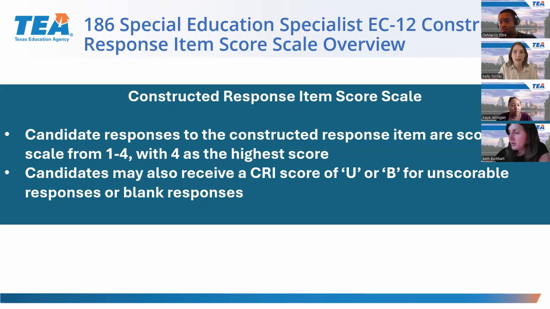In just a minute, we'll take a look at that scoring rubric and talk more about that. But again, candidates are not evaluated on the quality of their writing. They're assessed on those performance characteristics that are on the rubric and the qualities of their response. So in terms of scores, candidates are assigned a score from 1 to 4, with 4 being the highest score a candidate can receive on their CRI. Candidates can also receive a score of U or B, for an unscorable response or a blank response. But for something that is scorable, candidates are assigned a score of 1 through 4.